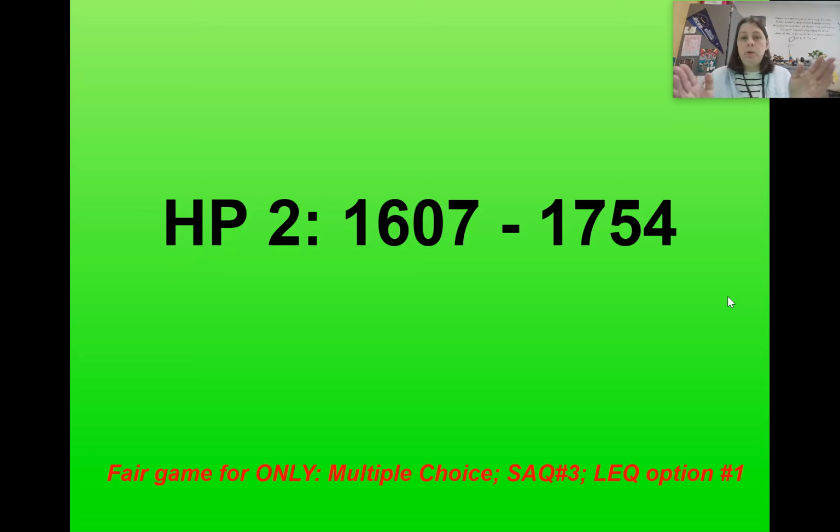So historical period 2, just like historical period 1, is one of the smaller percentages when you look at how the test breaks down. Same as historical period 1, you will not see this time period in the DBQ. You will not see this time period in SAQ 1, SAQ 2. You will see it potentially in the third SAQ, the one where you have choice of 3 and 4, and also in the first of the LEQ options, and of course in the multiple choice section.